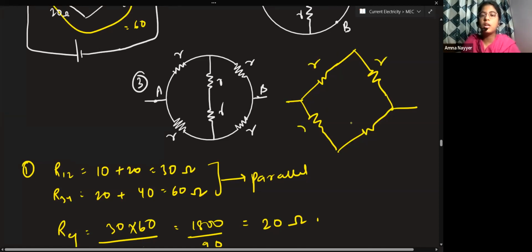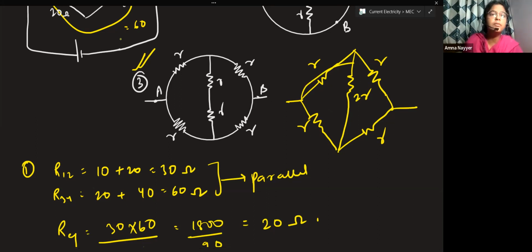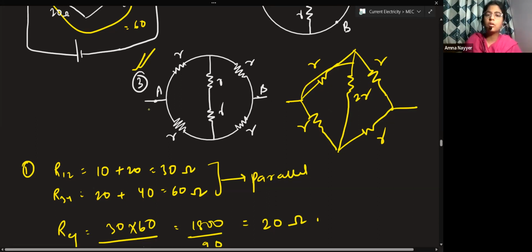Small r, small r, small r, small r is there, and this is having 2r. This is a Wheatstone bridge, so this is also a Wheatstone bridge. What's the difference? If I just curve these wires in the circular form, it will lead to the formation of this circle only. So curving the wire doesn't affect the equivalent resistance.